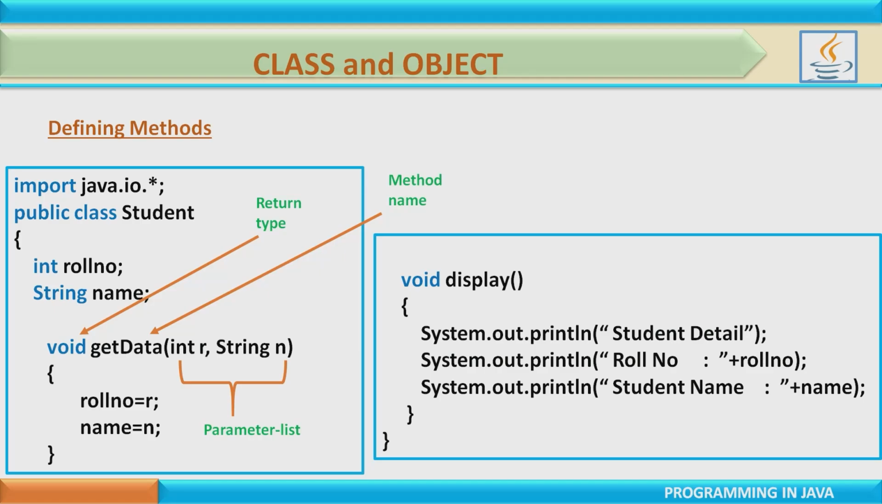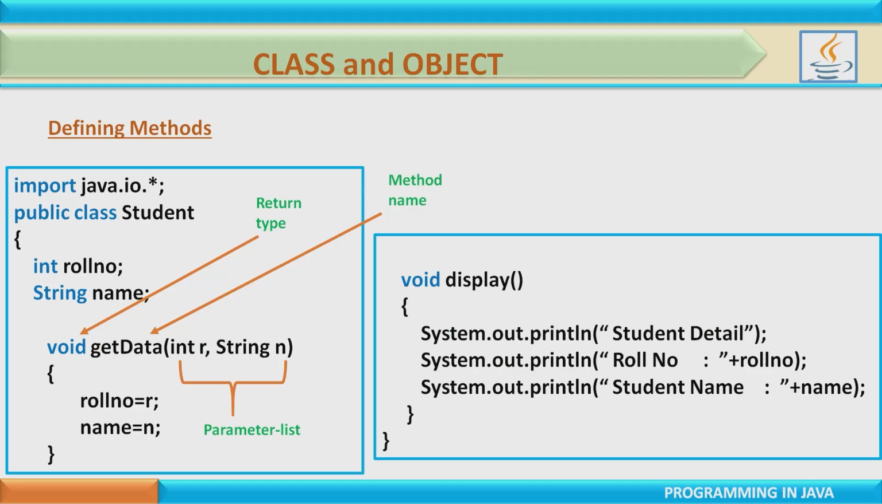Defining the method. This is an extension of the previous example. We know that we have created a class Student with two variables, roll number and name. In this example, we are adding two methods. One is getData, another one is display.